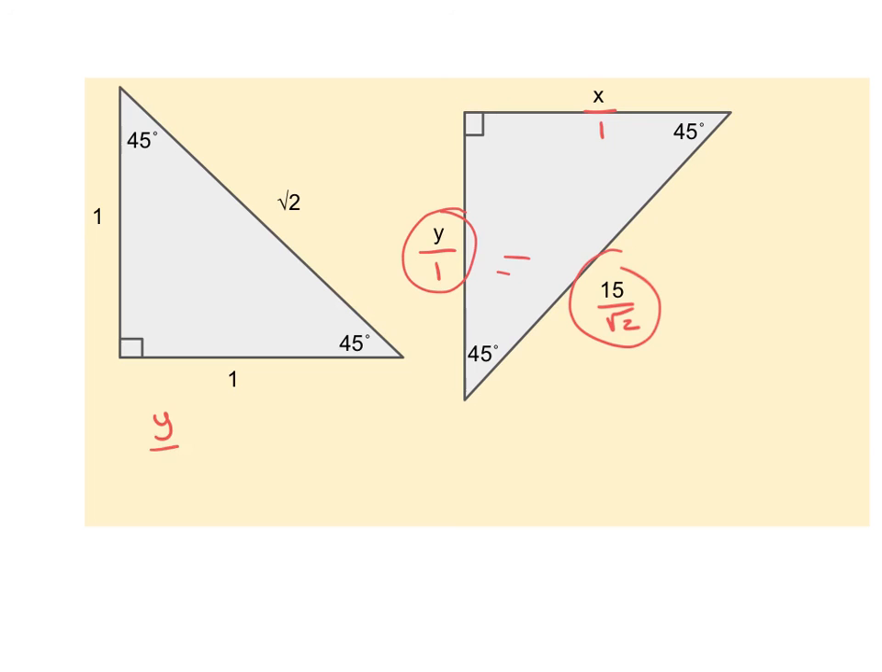So I'm going to take this one and set them equal to each other. So y over 1 equals 15 over the square root of 2. Well, y over 1 is just y, so that's y equals 15 over the square root of 2. And that's going to be my answer for that one. Now, we know that x and y are the same because the two sides of an isosceles right triangle are the same, so this side is also going to be 15 over the square root of 2.